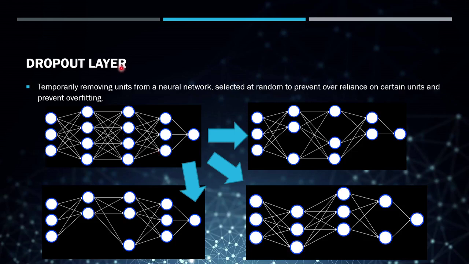Now we also have something known as the dropout layer. We temporarily remove units from a neural network, selected at random. This is done to prevent over-reliance on certain units and prevent overfitting. So let me tell you a story for this. Let's say we are doing a cat dog classification.